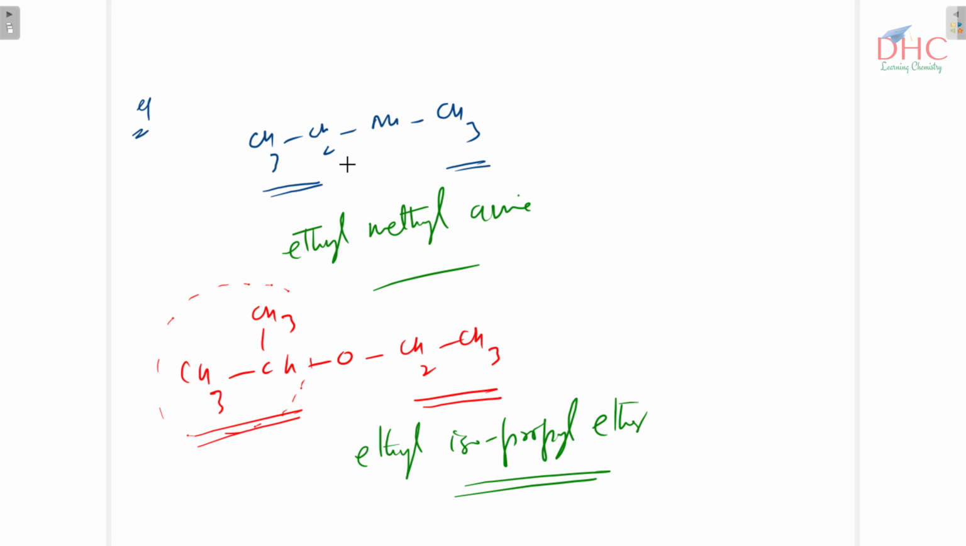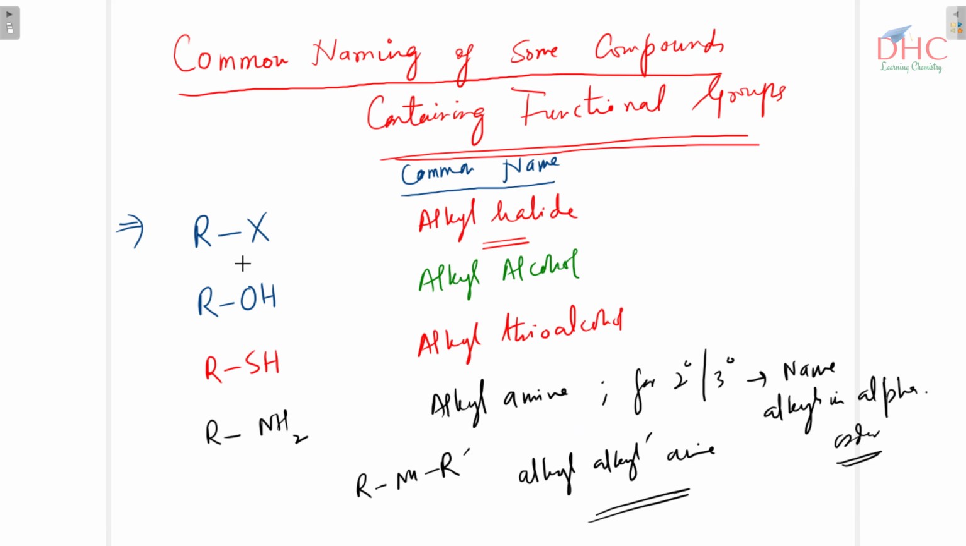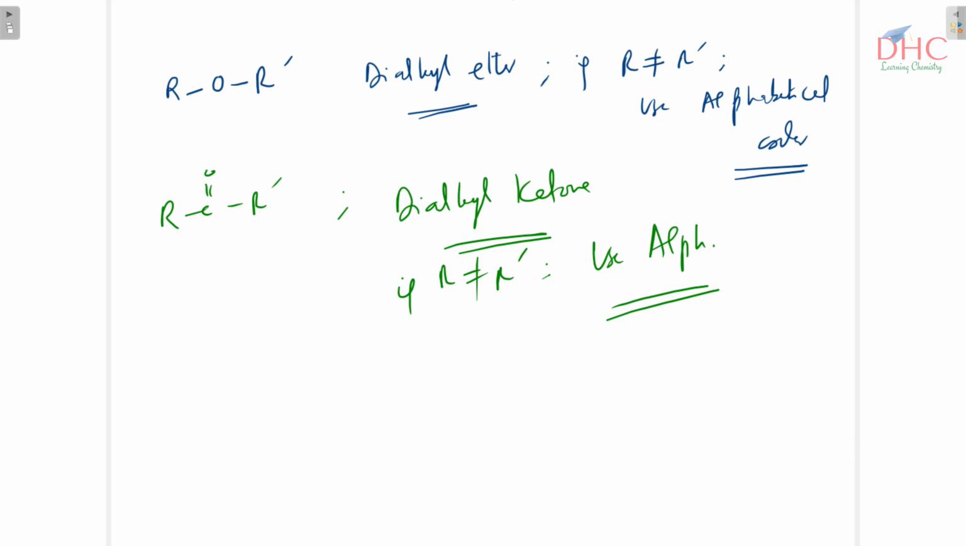So this was all about the common naming of some functional groups. We talked about RX, meaning alkyl halide, OH, that's the alcoholic group, the thiolic group, then the amine group, etc. In the next video, hopefully we'll be talking about some more functional groups like the aldehyde group, carboxylic acid group, ester, amides, and other groups also.